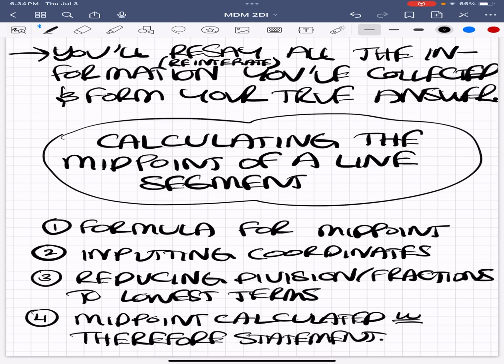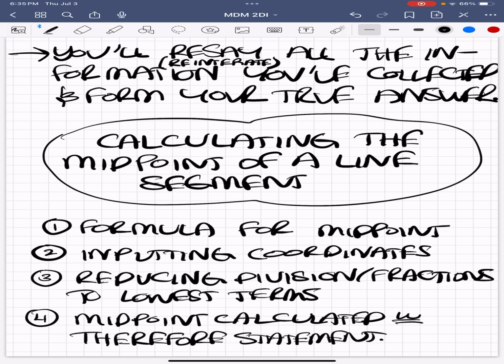So you'll see that the formula for midpoint, we oftentimes have to reduce the division or fraction to lowest terms because, when you see the formula, you'll understand. So midpoint calculated with therefore statement. Never ever forget your therefore statements. You'll re-say all the information or reiterate all the information you've collected and form your true answer.